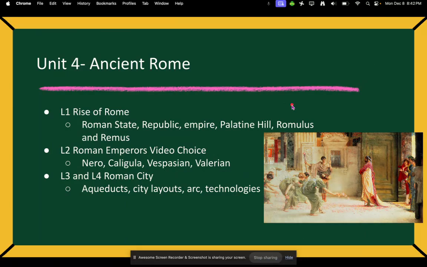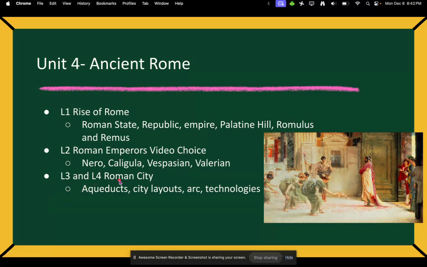In lesson 1, we talked about the rise of Rome. So we talked about how Rome started first off as a state. It then turned into a republic with kings. After that, it went to an empire. We talked about Palatine Hill, Romulus and Remus. In lesson 2, we talked about the Roman emperor's video choice. So we learned more about Nero, Caligula, Vespasian, and Valerian.